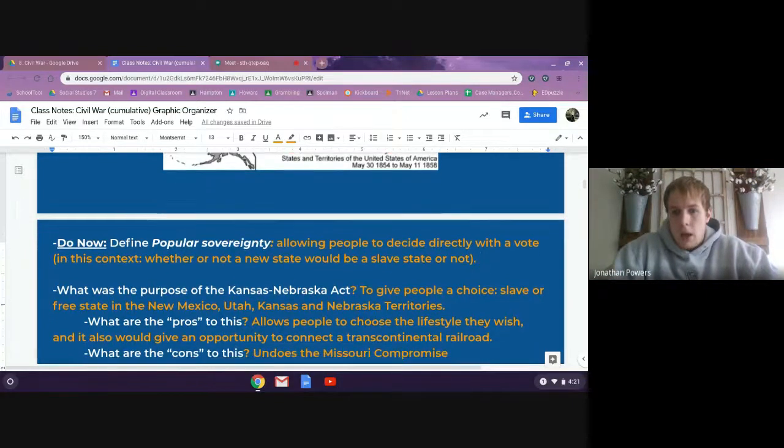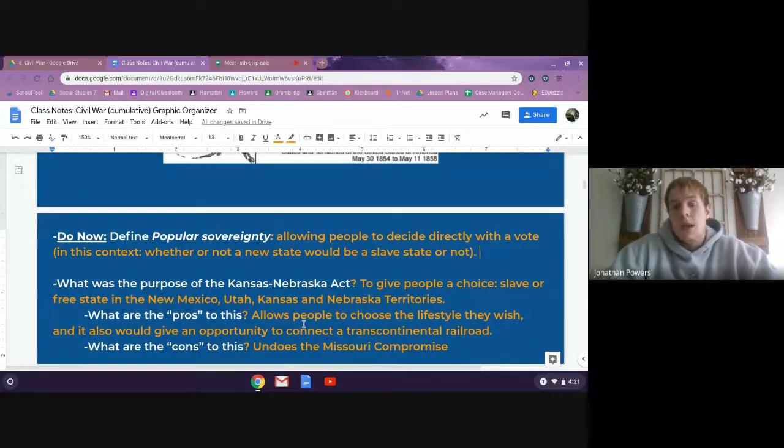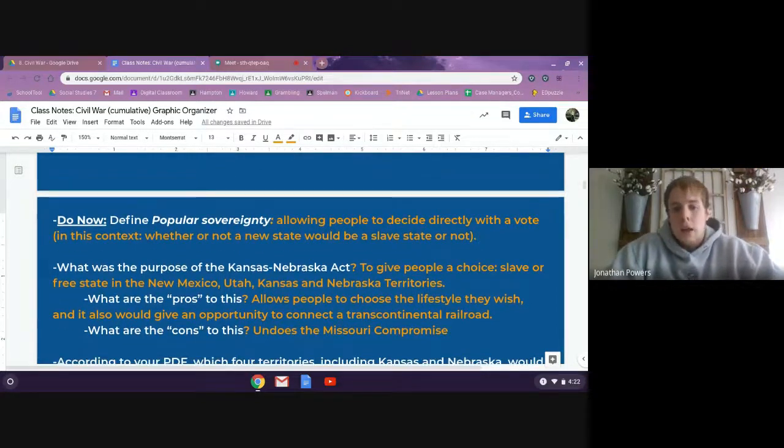Now, it also would give an opportunity to connect the Transcontinental Railroad. The Transcontinental Railroad is an idea at this point to connect the east coast of the United States all the way to the west coast. So we would be able to get from the Atlantic Ocean to the Pacific Ocean if that was what we needed to do to try to become one unified country.